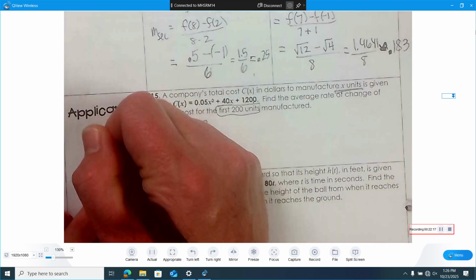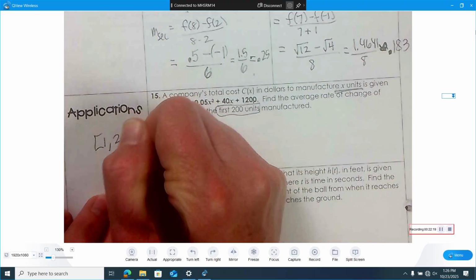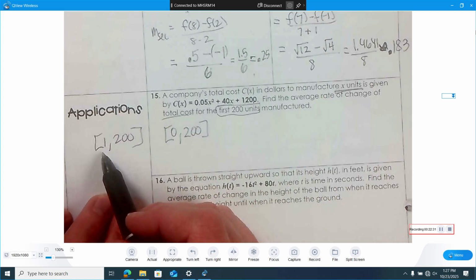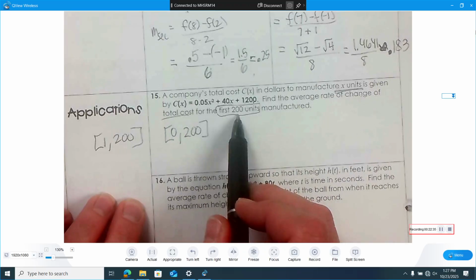How come it's not 1 to 200? Because there's a number between 0 and 1. If you subtract these, it's 199. If you subtract these, it's 200.